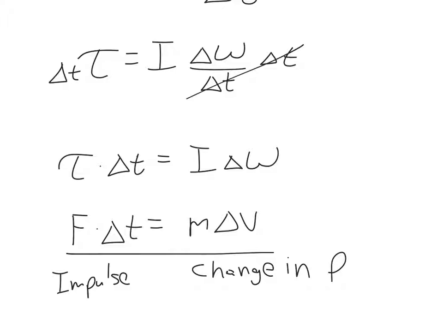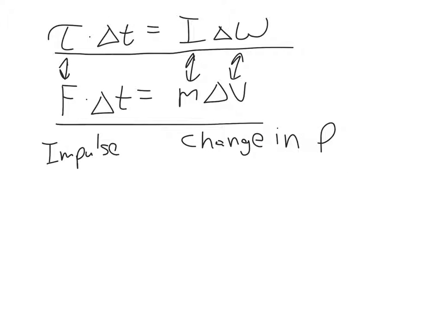We use P for momentum. That's linear momentum. Well, what we're seeing here is that for an object that rotates, there's going to be basically the same form, right? Force and torque are analogous, mass and moment of inertia are analogous, and angular and linear velocity are analogous to each other. So we're going to say that this torque equation, torque delta t equals I delta omega, is going to be our angular impulse momentum equation.